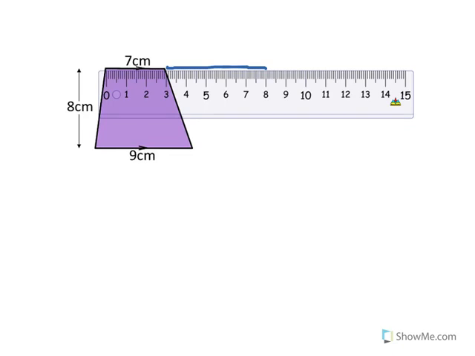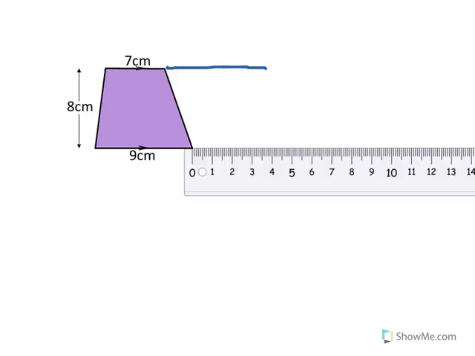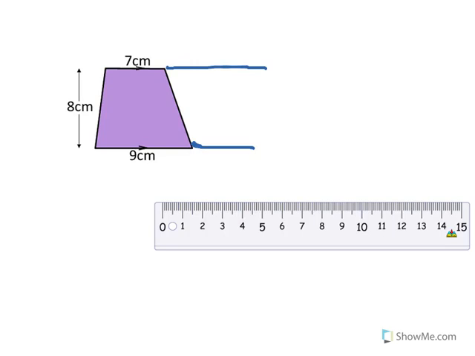The top line that says 7 centimeters, according to this ruler, is at 3. So I've taken this ruler down, and let's draw a line that's about 3 right now. 1, 2, 3. And if I connect this line here, what we have here is really a parallelogram.